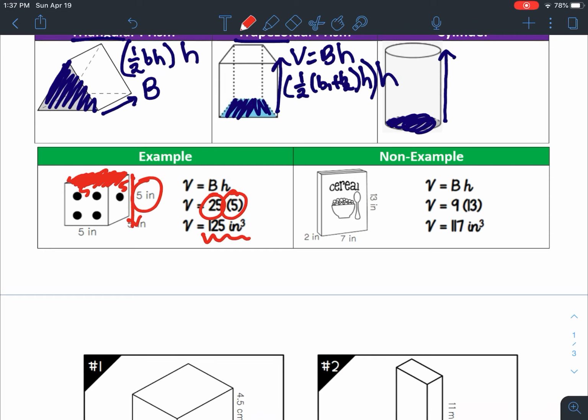Now a non-example would be if I had this 2 by 7 by 13, where my base is that 2 by 7. Now here they got 9. And what they did, they just added those two numbers together, and that's not how we find the area. So this would be wrong.